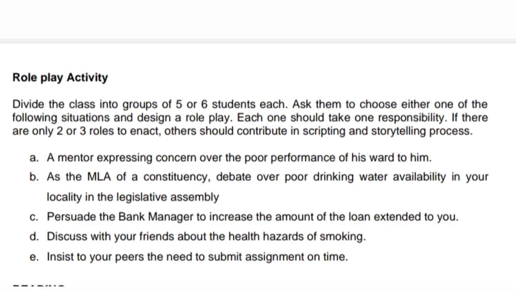Part role play ends with some activities for you guys. You have 5 topics there. First one is a mentor expressing concern over poor performance of his ward to him. All the situations which were given there, you have to imagine yourself that you are in that particular situation and write a role play by your own.